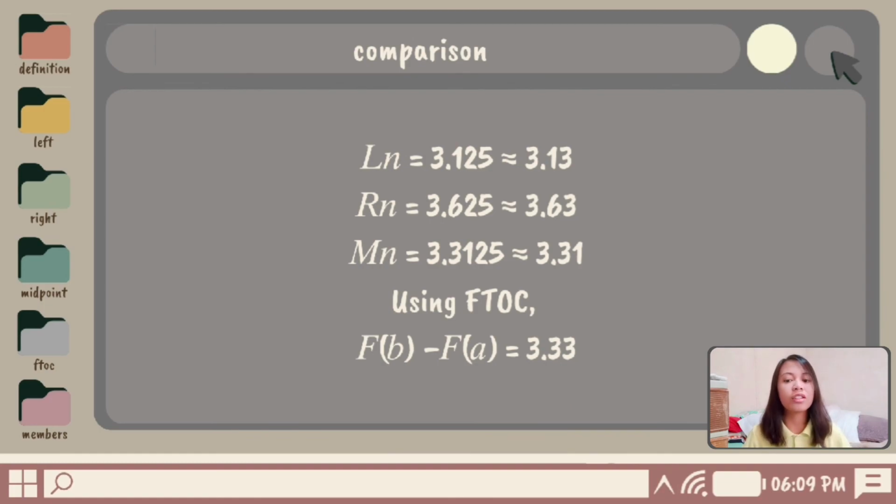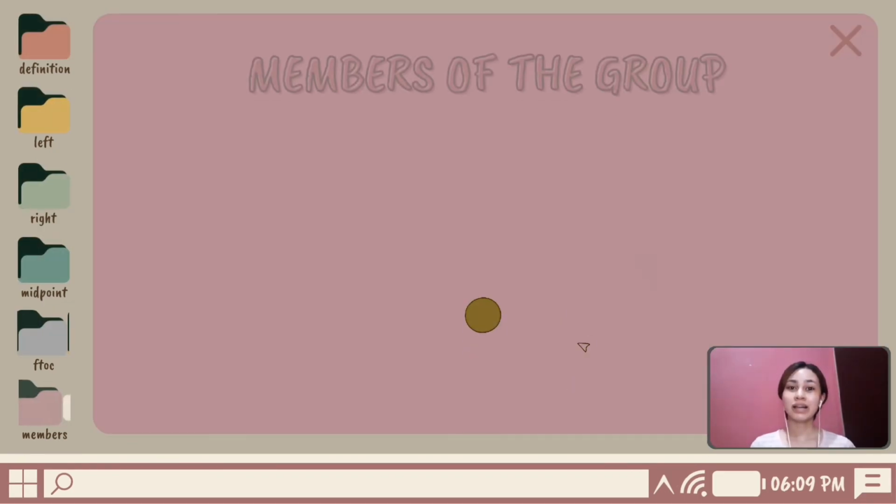We can see in this comparison that the area derived from the midpoint Riemann sums is the approximation nearest to the real area derived using the FTOC. And that is all for this video.